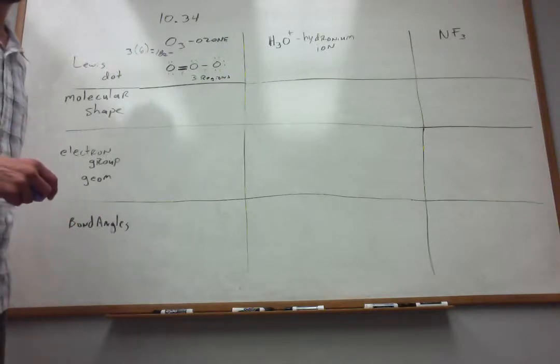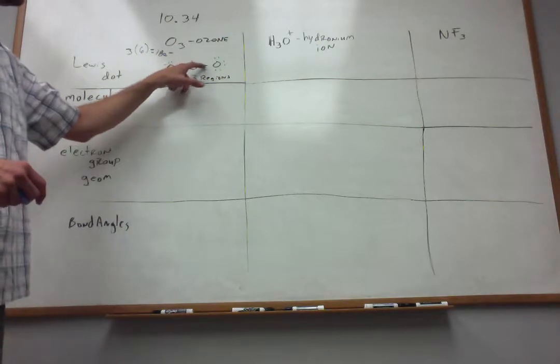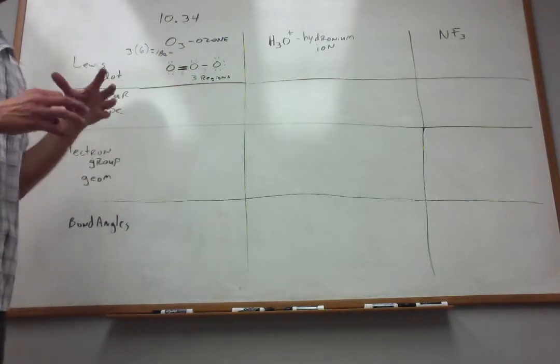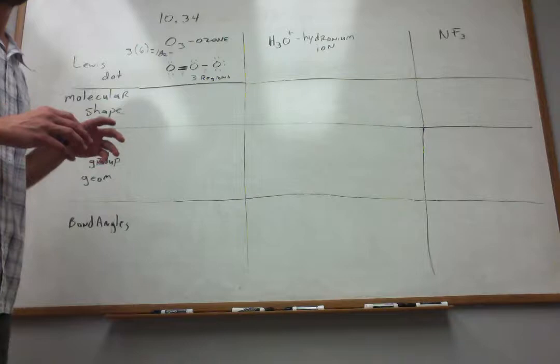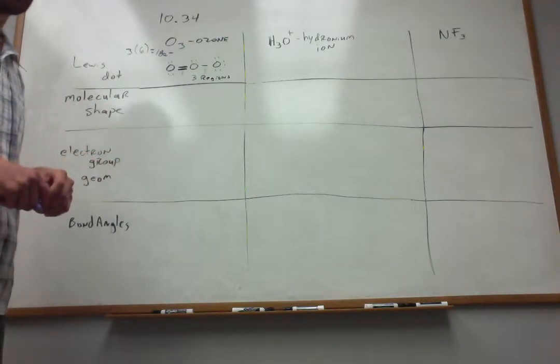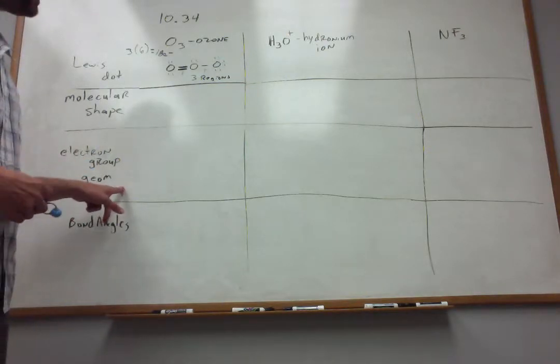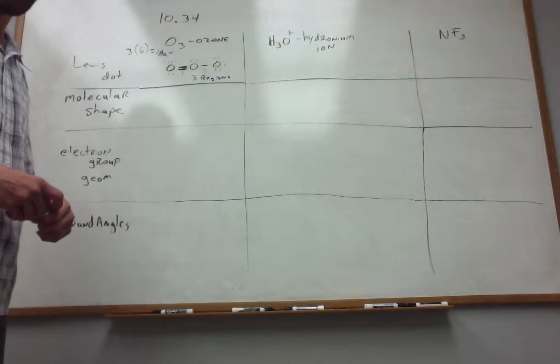Electrons are always negatively charged. They always repel each other. So it makes sense that the bonding pairs and the lone pairs will distribute themselves in 3-dimensional space to get as far apart from one another as humanly possible. And that is what drives the electron group geometry and ultimately the molecular shape. Okay?